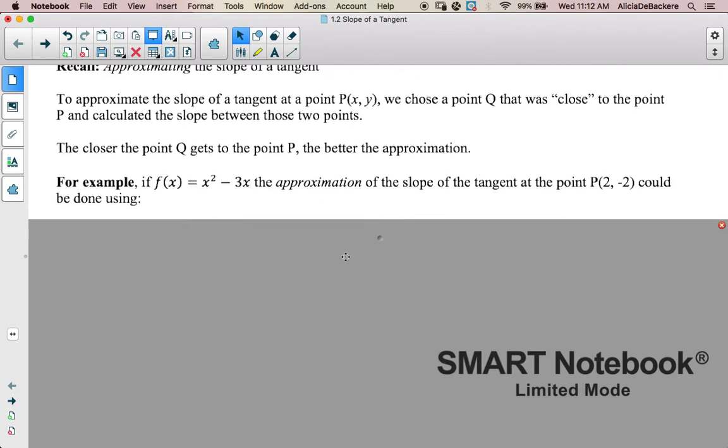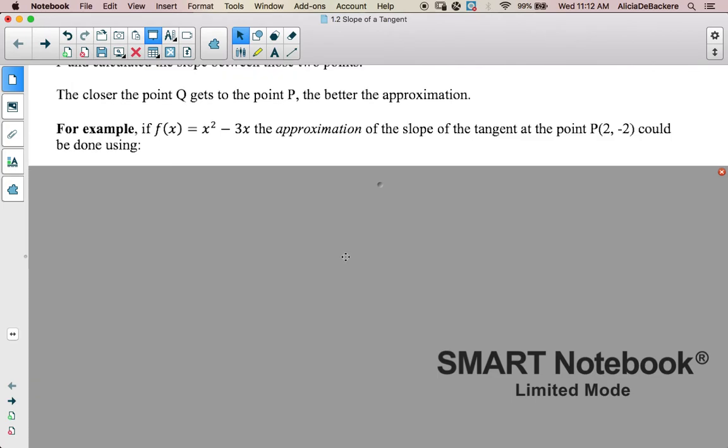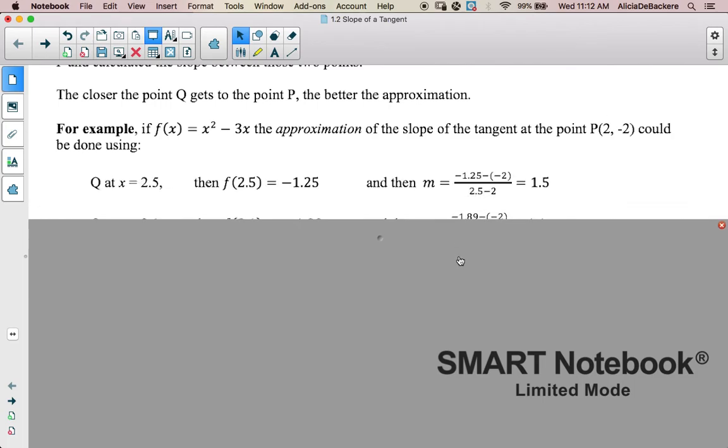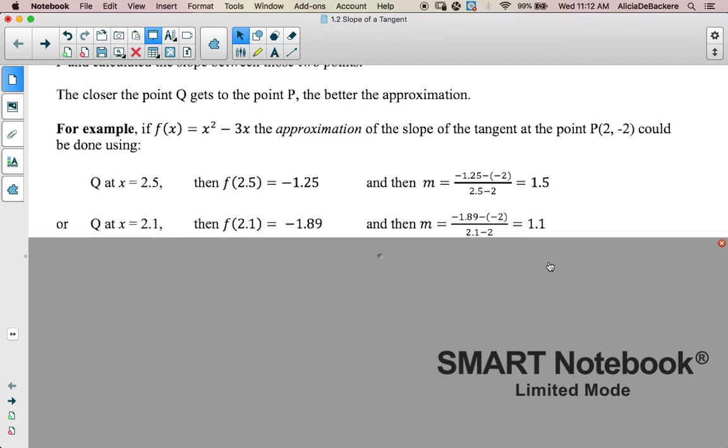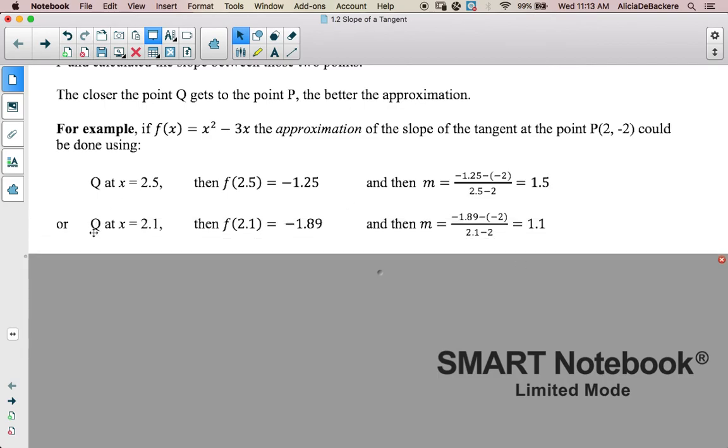So, an example with an equation: here we've got a parabola, and we're going to approximate the slope of the tangent at the point where x is equal to 2. So I can do that by picking a point Q where the x value is kind of close to 2. I find the y value at that point, and then I calculate the slope using that slope formula, and I find that the slope is about 1.5. Then I slide a little bit closer. So that's the slope of the tangent line when I'm half a point away.